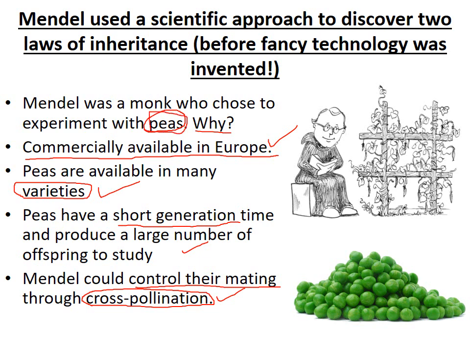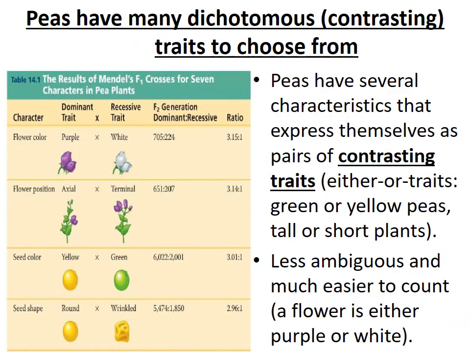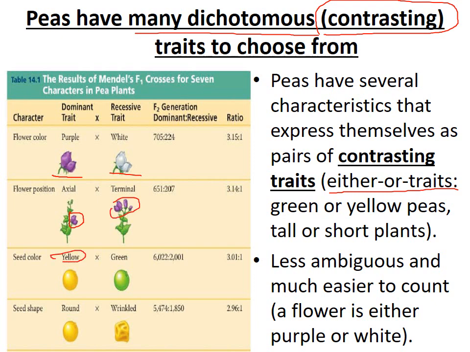There's another reason as well, and that other reason is that peas have many dichotomous traits. Another way to think of it is contrasting traits. Sometimes people call that either or traits, meaning they're very, very easy to count and tell apart. For example, the flower is either purple or white. The flower position is either axial or terminal. The seed color is either yellow or green. There's no kind of in between. It's really easy to spot.